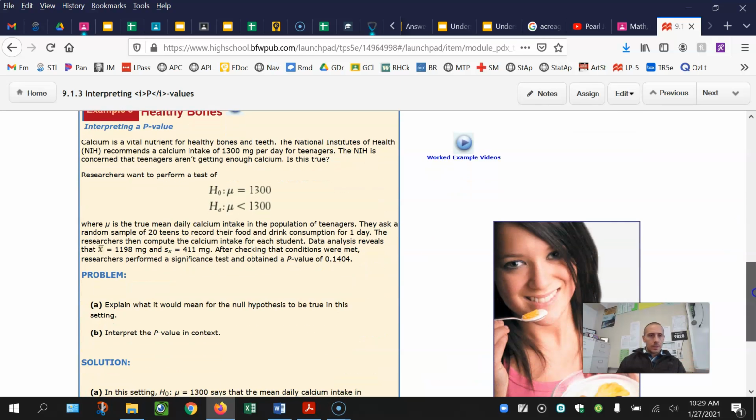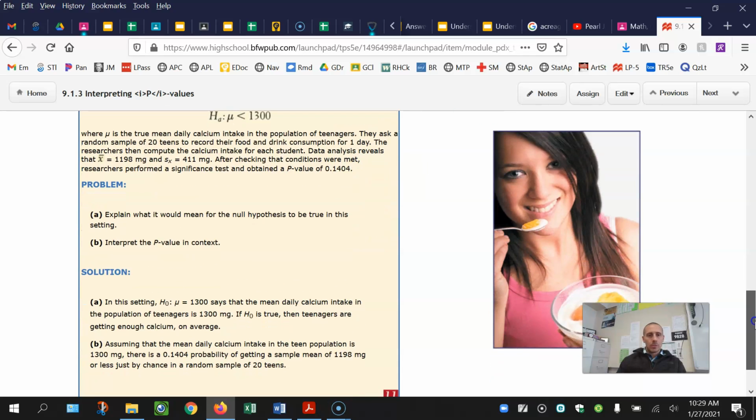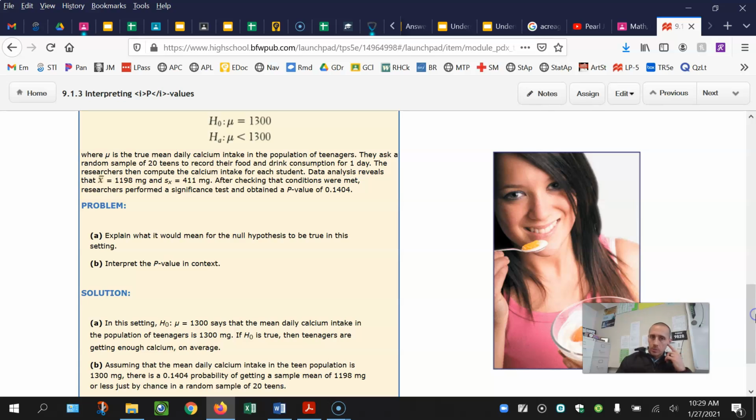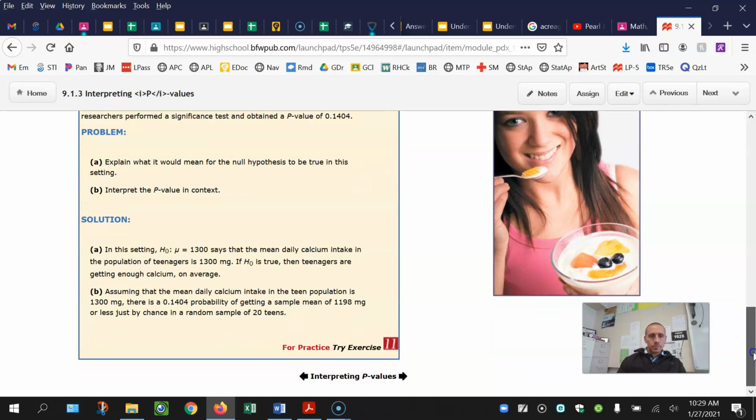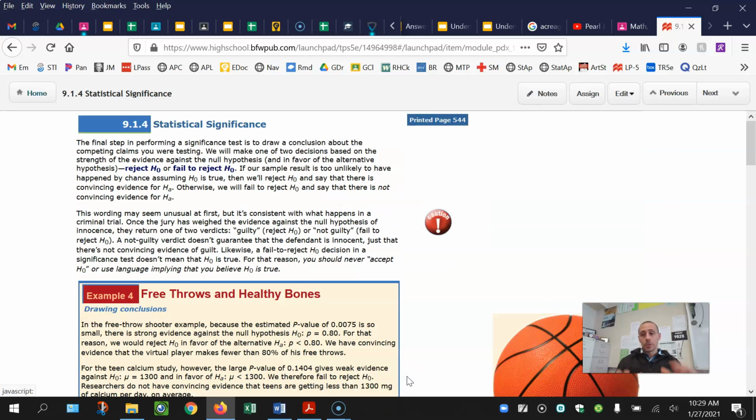All right. Here's another scenario that you can look through. Again, you can watch the video. This is just dealing with the means because I see mu, so quantitative variable, and then interpreting the p-value in context. Okay. So p-value in context is insanely important that you understand what it is. We're going to be calculating a bunch of p-values.